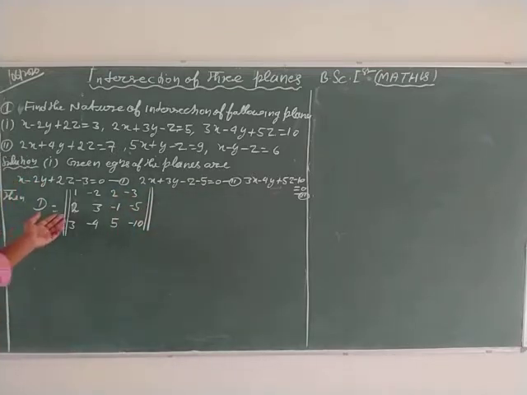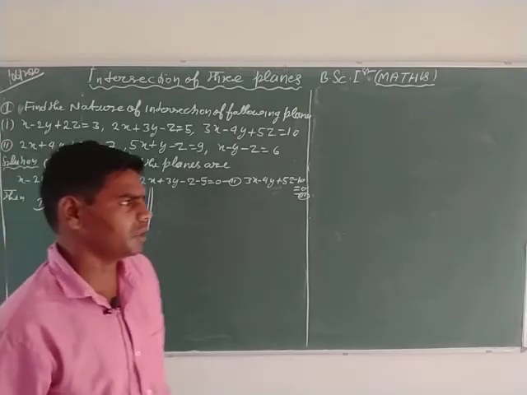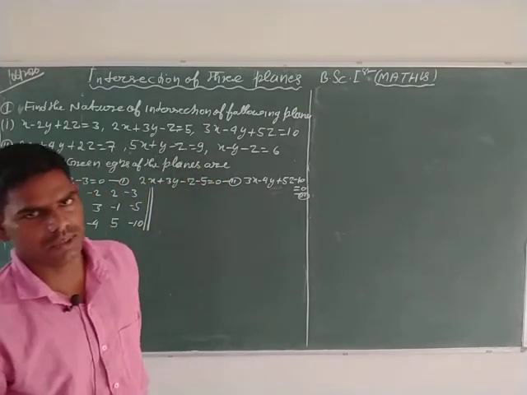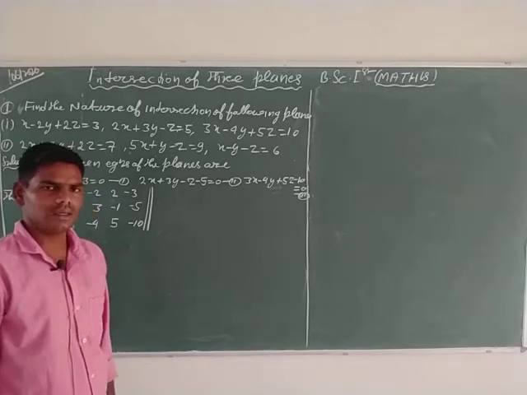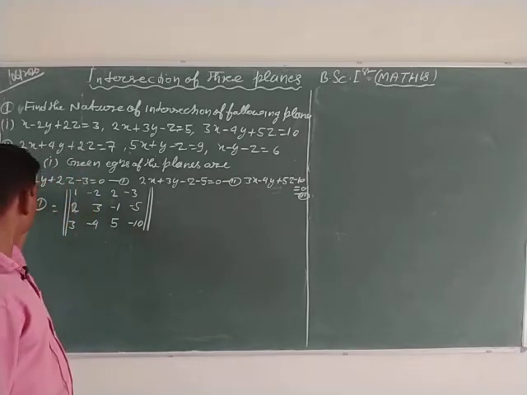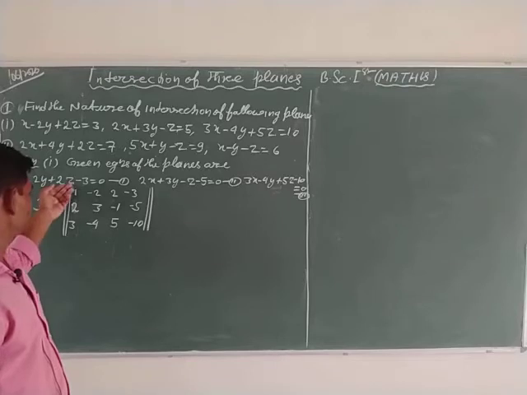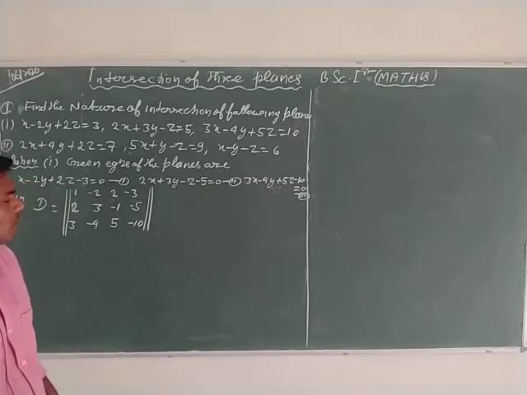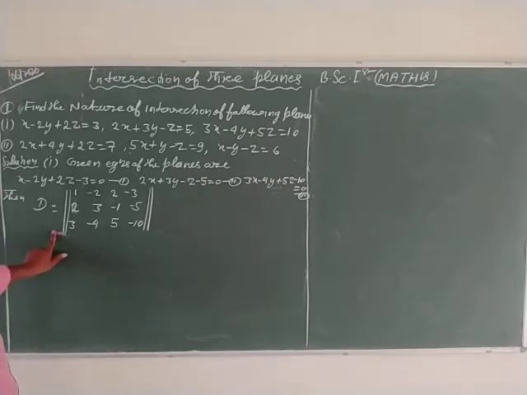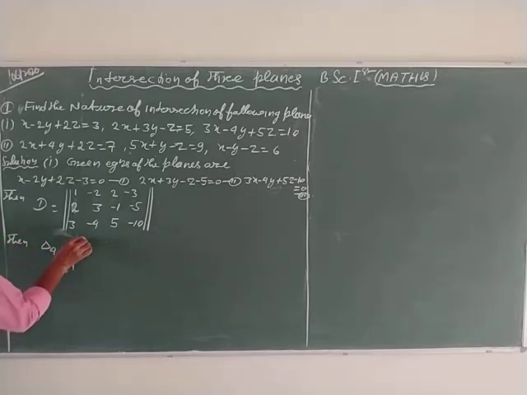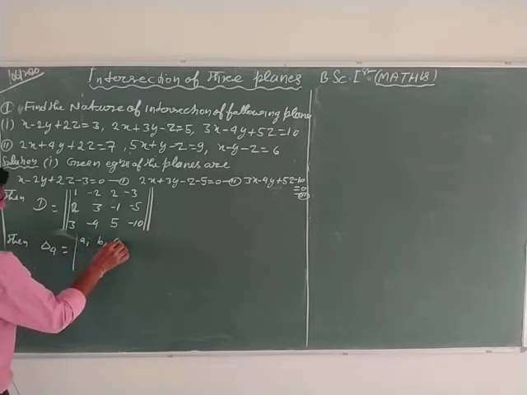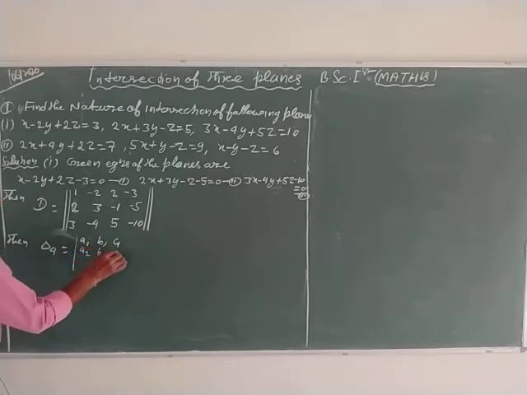So capital D values are A1, B1, C1, D1, A2, B2, C2, D2, A3, B3, C3 and D3. Here the coefficients of x, y, z and the constants are denoted by small a, b, c. After this, calculate the value of delta 4. Delta 4 is equal to A1, B1, C1, A2, B2, C2, A3, B3, C3.